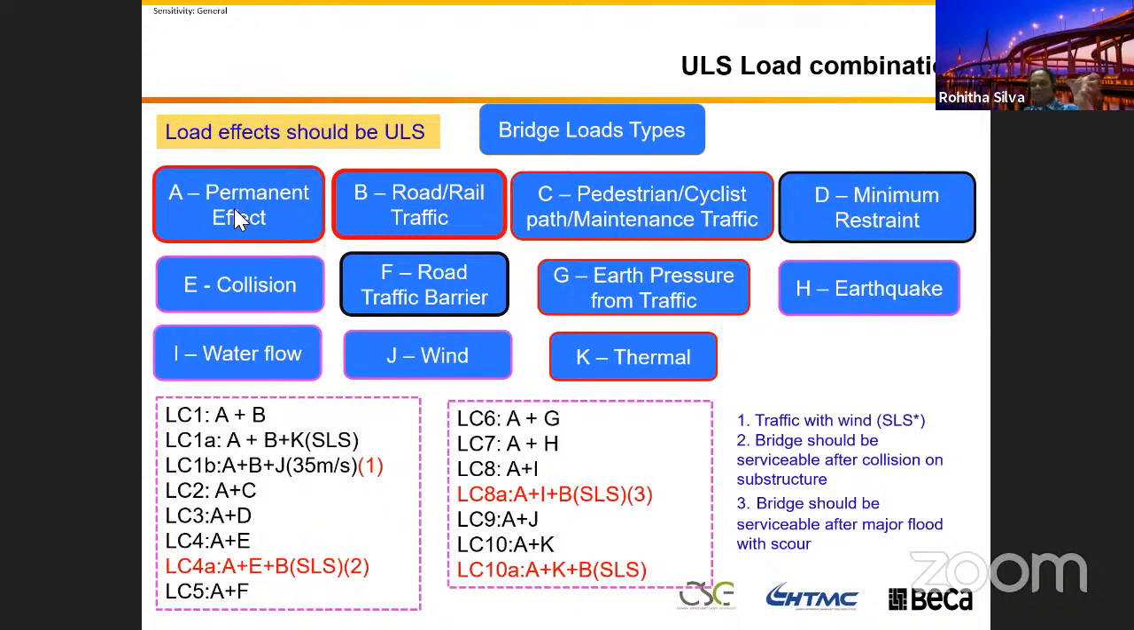I have my permanent bridge traffic loading, the pedestrian and maintenance site loading, minimum restraint, collision load, impact on barriers, earth pressure on the back of the bridge, earthquake load, water flow load, wind and thermal. If you go to Eurocode, you get exactly the same thing. You get exactly the same load kit. Trust me, there's no difference.